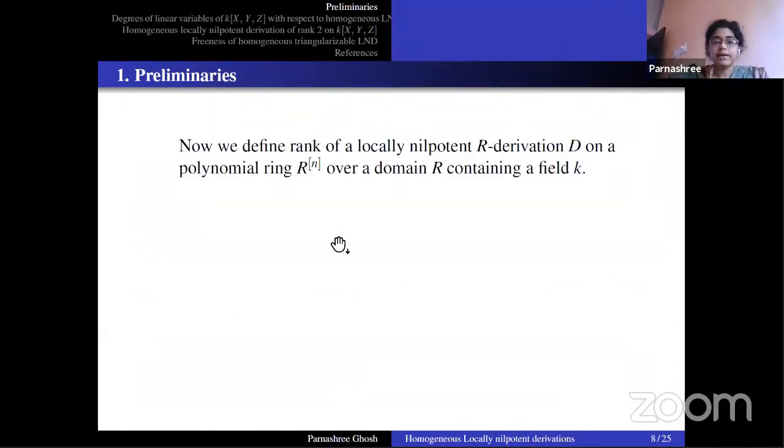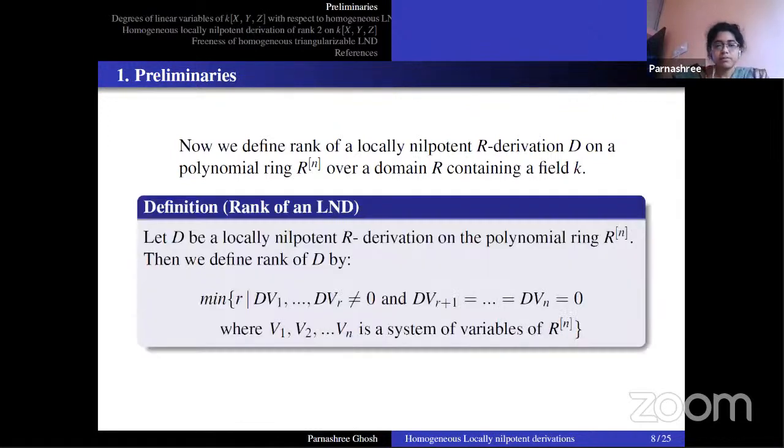Now we define the rank of an LND over a polynomial ring over a domain. So consider any locally nilpotent derivation D on Rn. Then we define the rank of D to be the minimum of r such that there exists a system of variables v1 up to vn of Rn such that under the action of D, only r many variables are surviving.